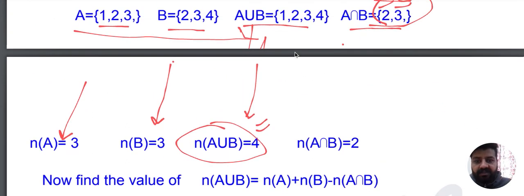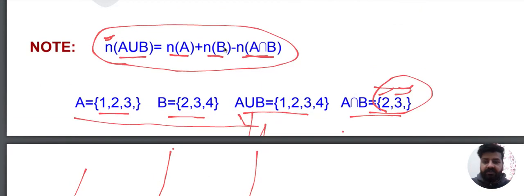So my dear, in the question he will give you the number of elements in set A and the number of elements in set B, and you will find the number of elements in A intersection B, and then you will find the number of elements in A union B.